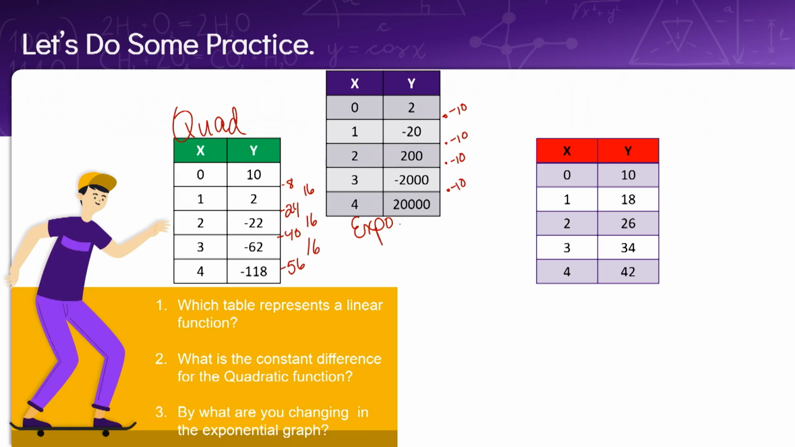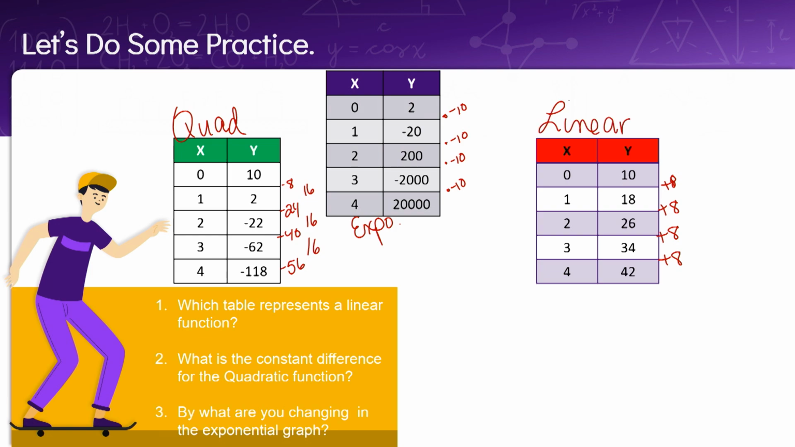All right, so I'm going from 10 to 18, I am what? I'm adding 8. When I go from 18 to 26, I'm adding 8. When I go from 26 to 34, I am adding 8. And from 34 to 42, I am adding 8. So obviously we were correct in saying that is linear.